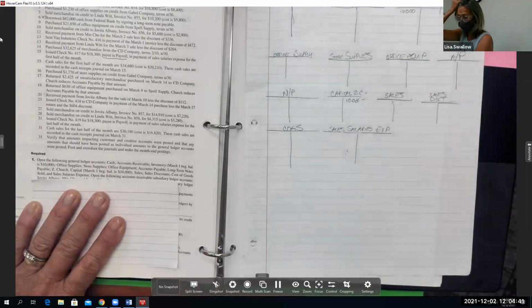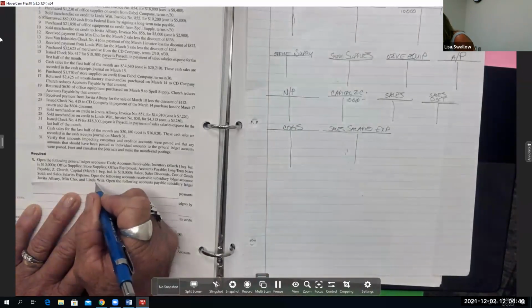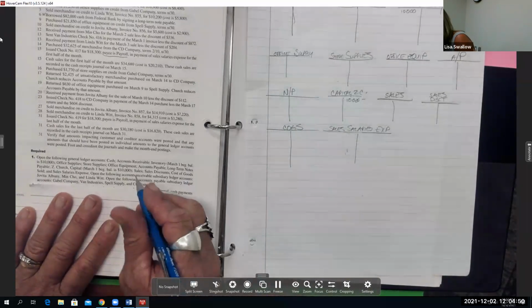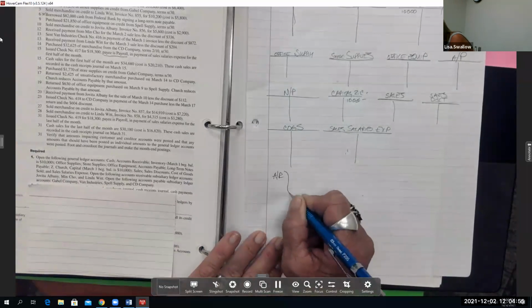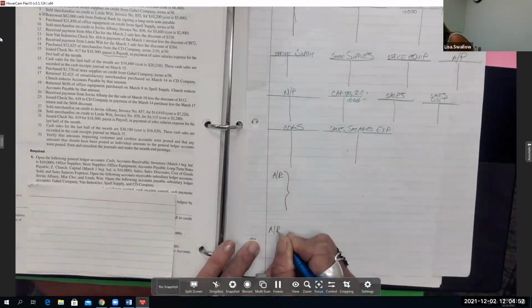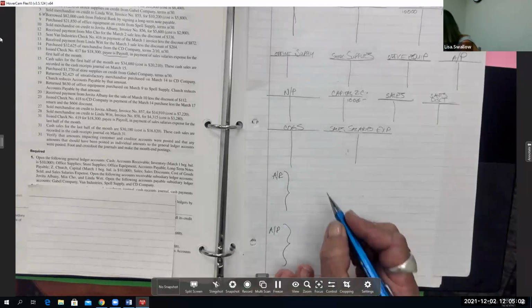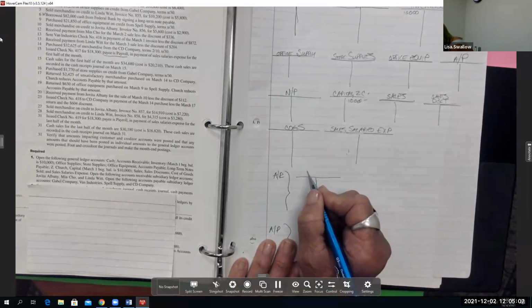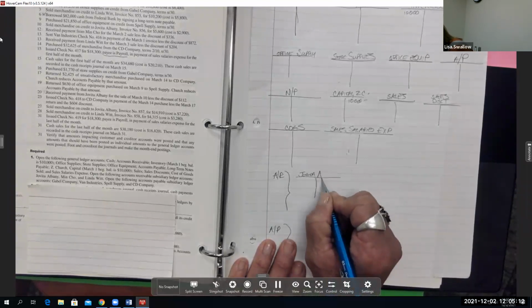And then it asks us to open the following AR subsidiary ledger accounts. There's 3 clients. And open the following AP subsidiary ledger accounts, and there's 4 vendors. So I'm just going to kind of do this. I'm going to write AR and AP. And these are just little T accounts that are going to fit into our control, okay? And they're just named either the client or the vendor. And they're just alphabetized. Ovita.